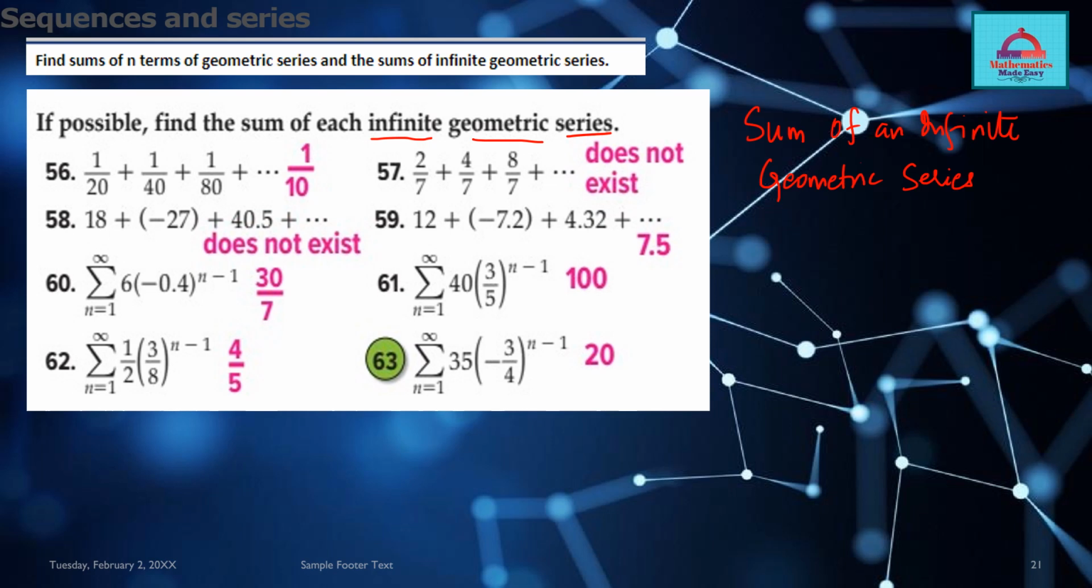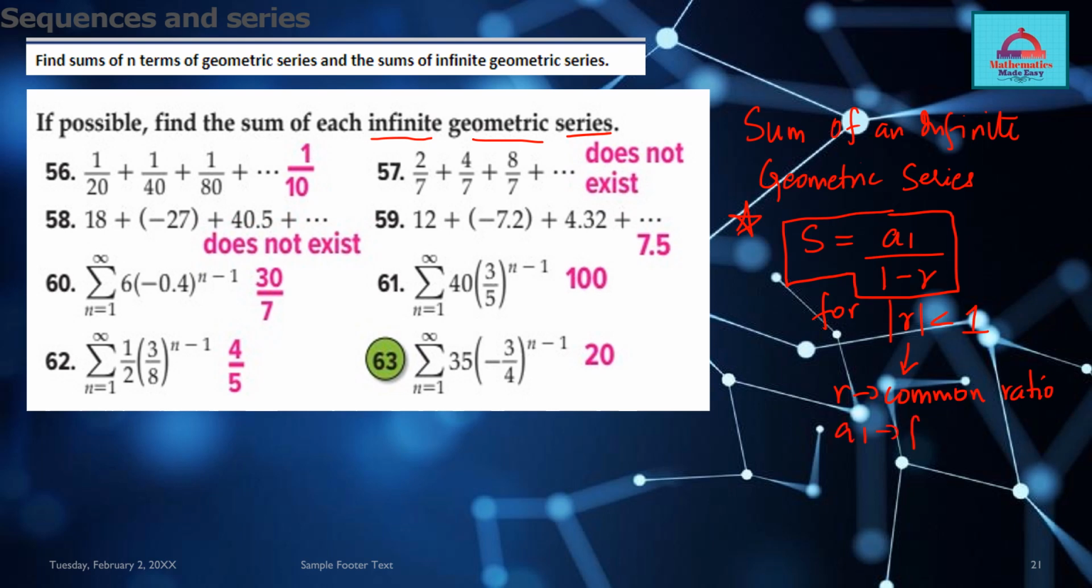So you are going to use the formula S equal to A1, which is the first term, divided by 1 minus R, and this is true for absolute value of R less than 1. So that means this sum S, which is given by A1 over 1 minus R, this important formula is valid for the common ratio's absolute value less than 1. I hope you know R is the common ratio of the geometric series and A1 is the first term. Then S is denoting the sum.